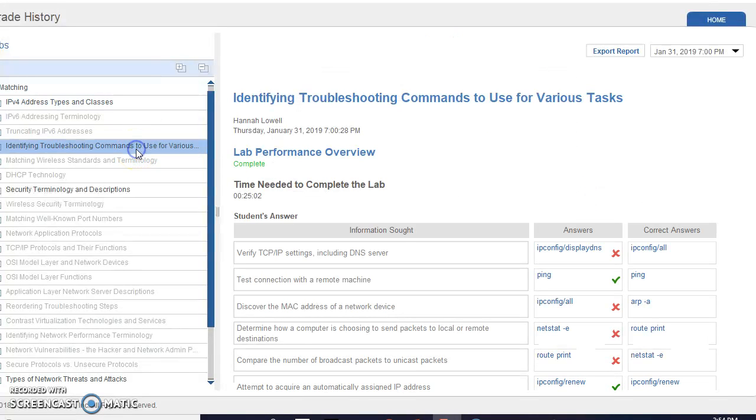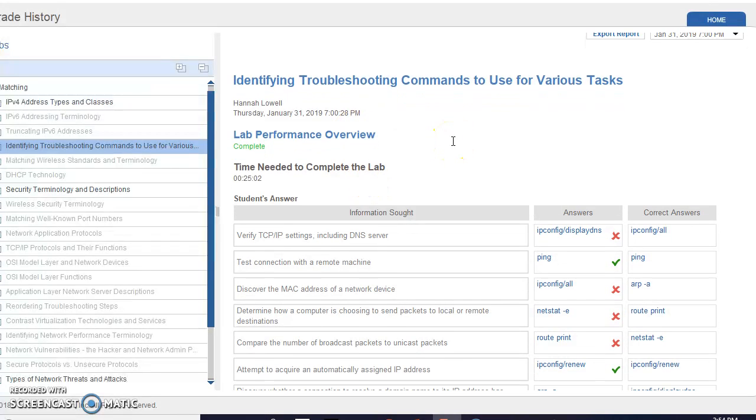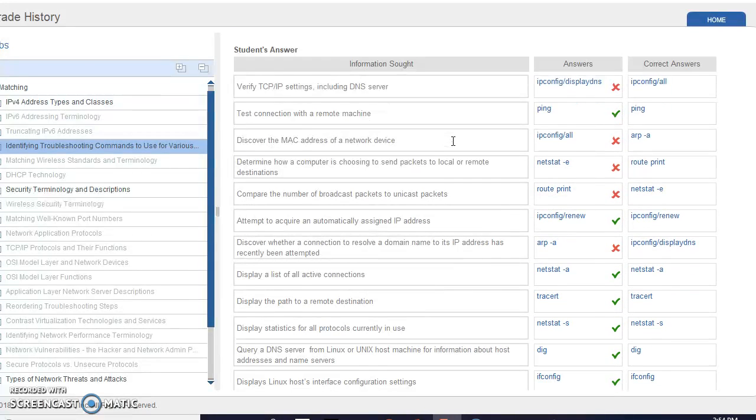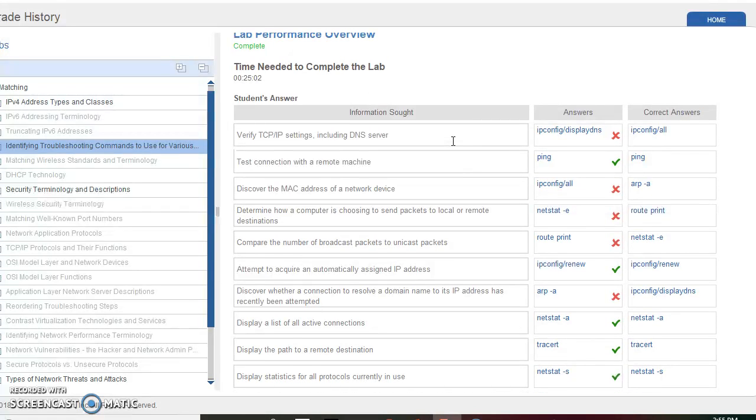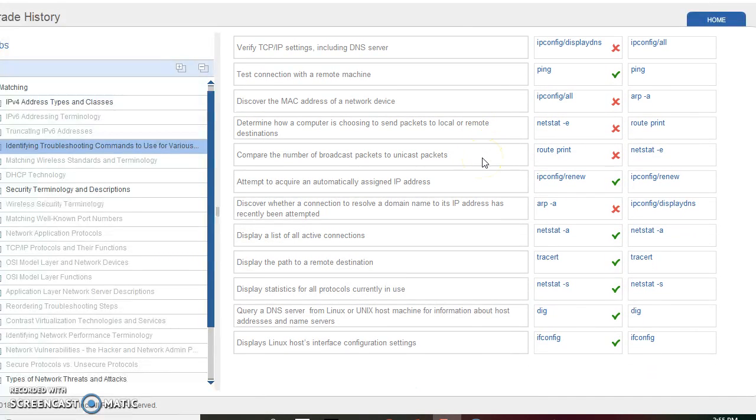The next lab was identifying troubleshooting commands to use for various tasks. These commands are used to help resolve connectivity issues. And again, this one was a little difficult to research and match the answers based on the information sought. However, I was able to again go back and identify the errors and understand how these commands are used for various connectivity issues.